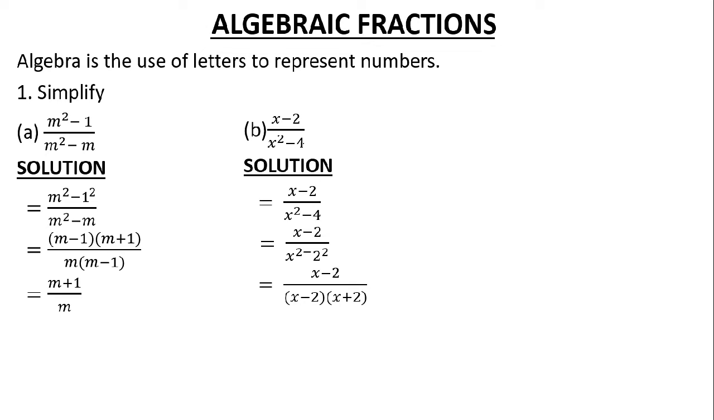X minus 2 is a common factor. So you can divide x minus 2 into x minus 2 to give us a 1. Our answer is going to be 1 over x plus 2. That is our answer. So sometimes the difference of two squares can be the numerator and sometimes it can be the denominator. We go to the next question.